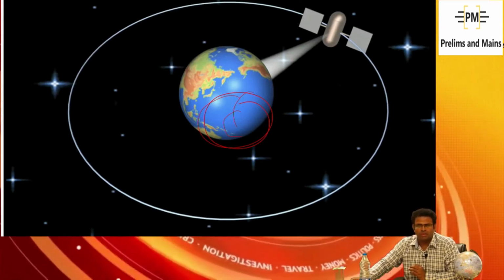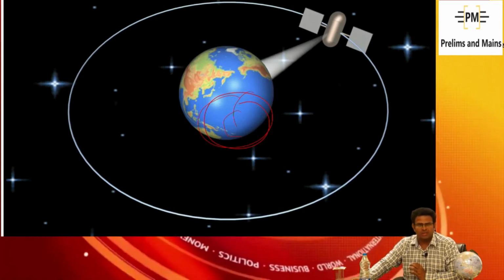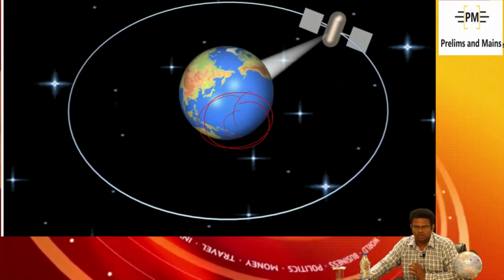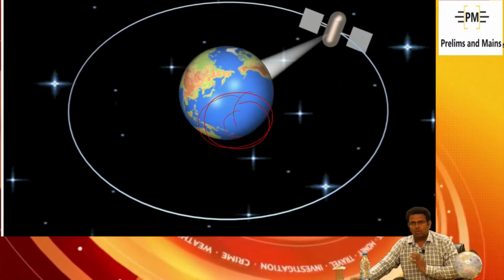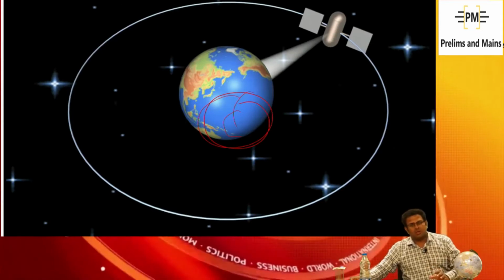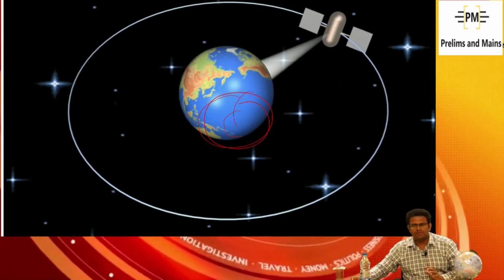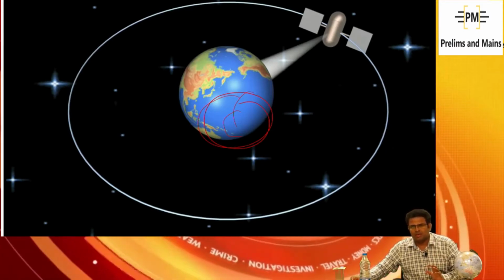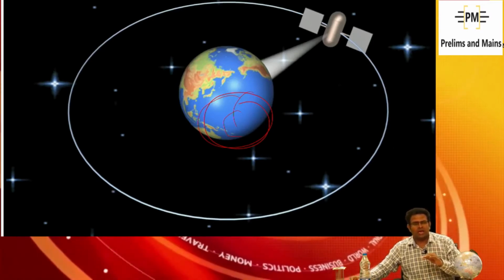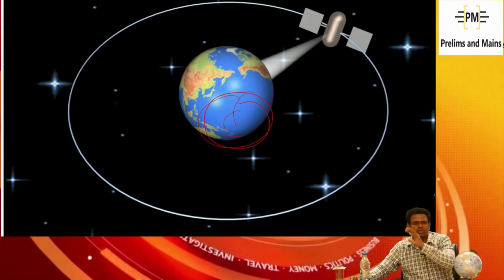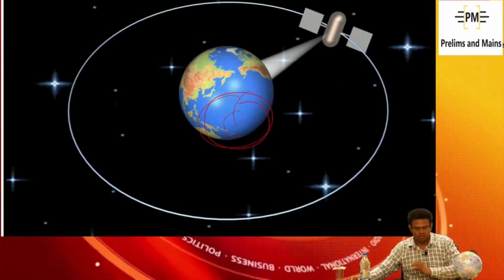Again I am telling you, the last time I said that when a satellite has a revolution period equal to the rotation period of the earth, then it will synchronize with the earth. Such satellites are known as geosynchronous satellites. But when this satellite is looking stationary from any point on the earth's surface in the visible range, it is known as a geostationary satellite. So a geostationary satellite is a type of geosynchronous.